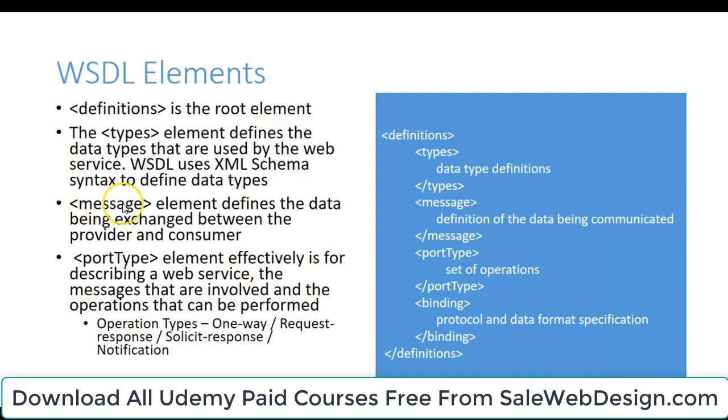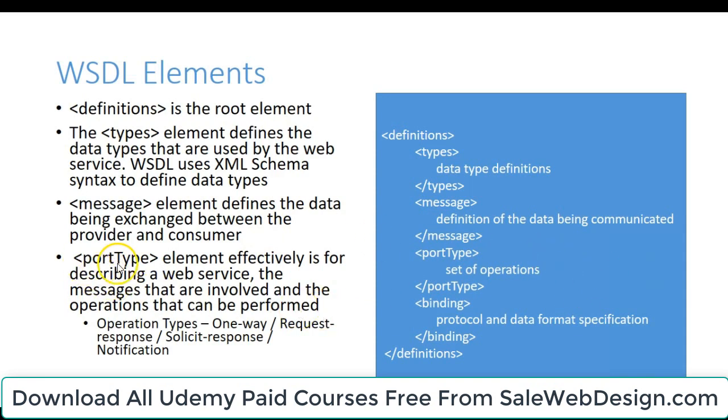Next we have the message element. The message element defines the data being exchanged between the provider and consumer. Each web service has two messages, input and output. Each message can consist of one or more parts. The parts can be compared to the parameters of a function call in a traditional programming language.